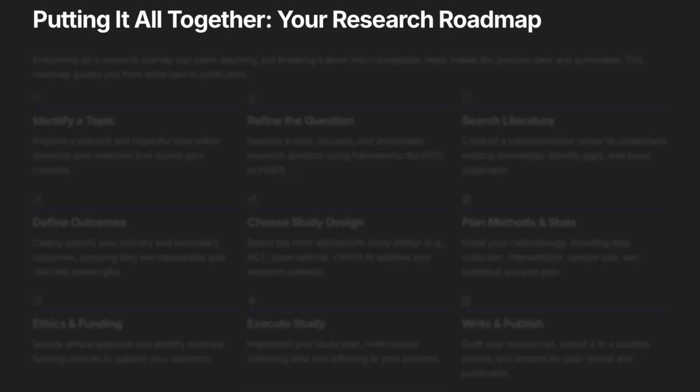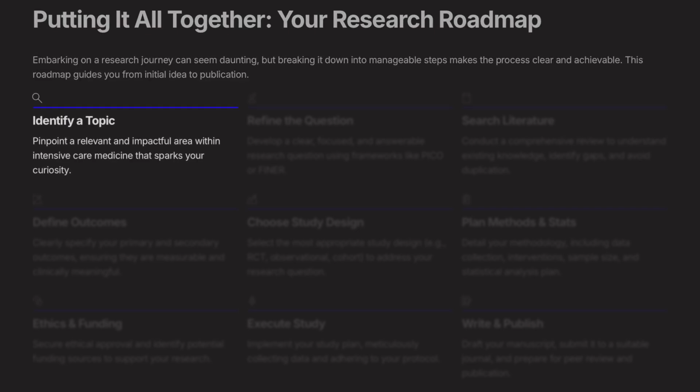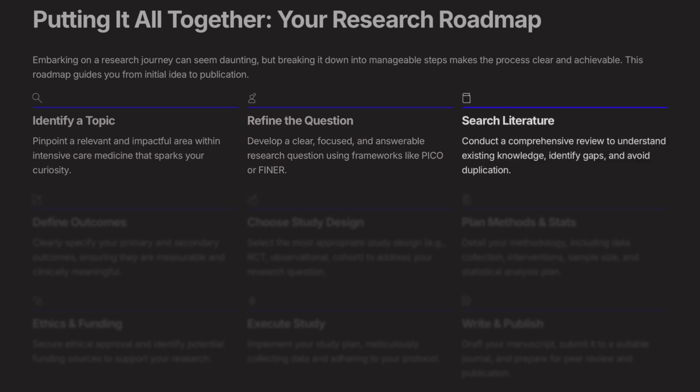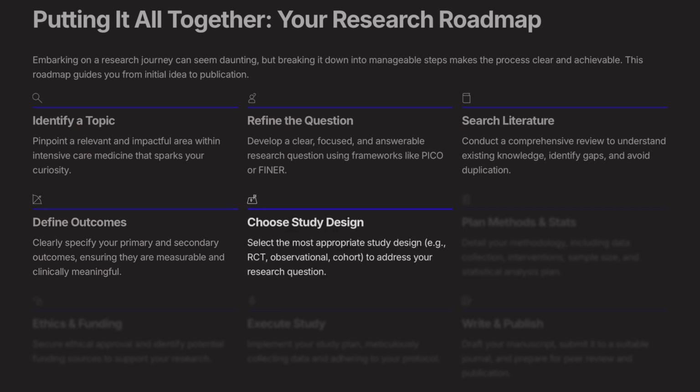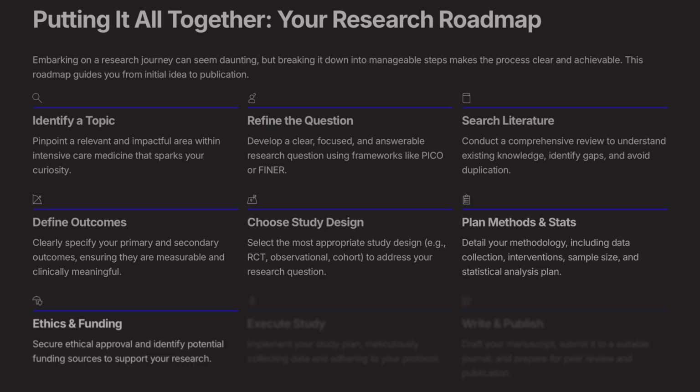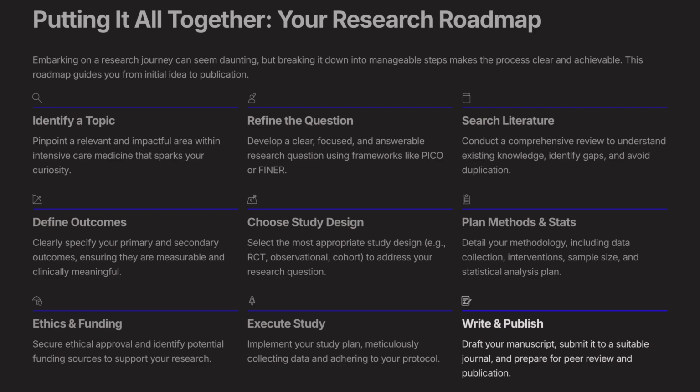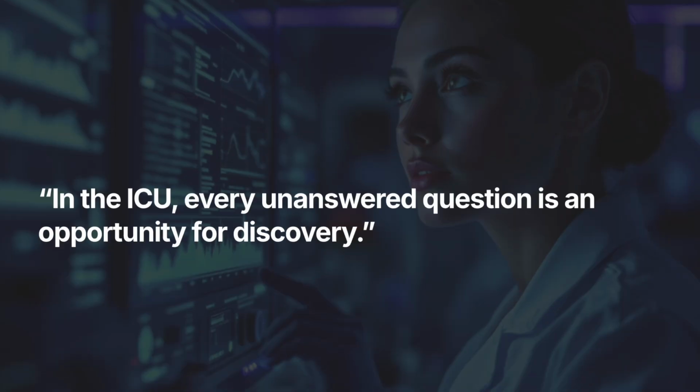So just putting it all together: first identify your topic, then refine your question, do a literature search, find your gaps. Now define your outcomes, choose your study design, plan your methods and stats, then ethics and funding, finally the study, which is the most important part, and finally writing and publishing. So in ICU, every unanswered question in the rounds is an opportunity for discovery.